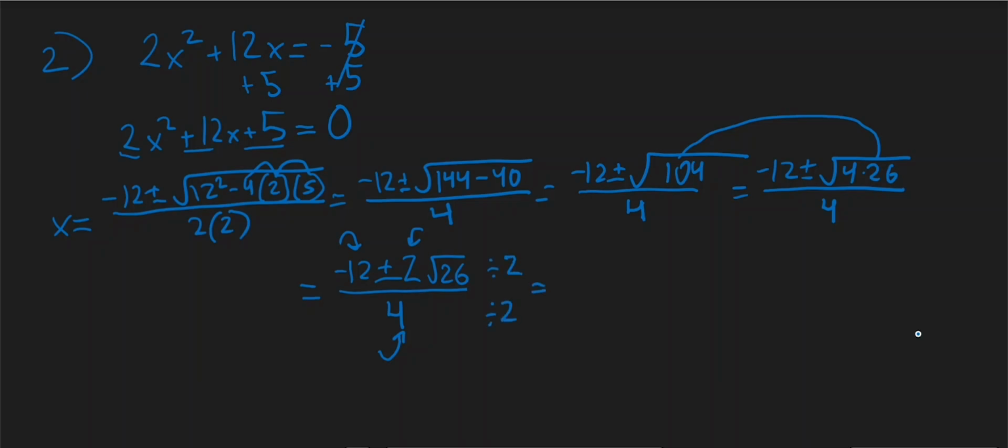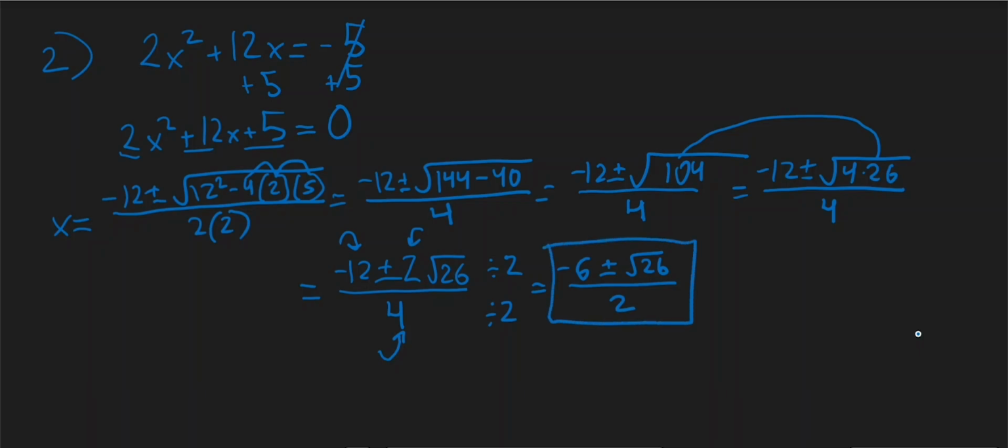Negative 12 divided by 2 gives us negative 6. Then 2 divided by 2 gives you 1, radical 26. And then at the bottom we have 4 divided by 2 gives you 2. All right, and this would be the solution for our quadratic.